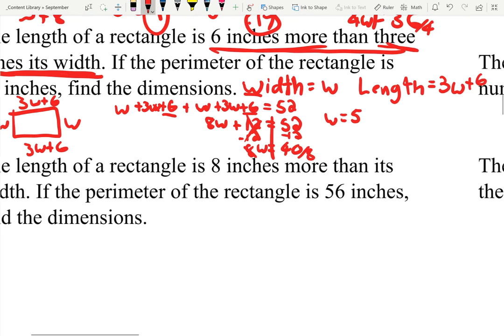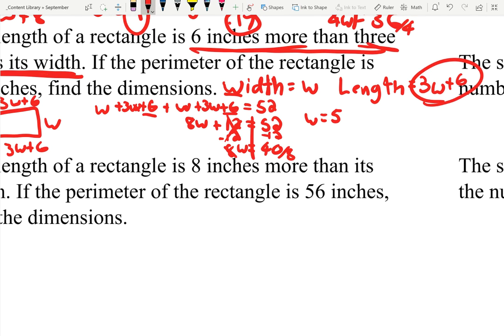Now to find the length, remember, the length is 3 times W plus 6. So if you take 3 times 5 plus 6, you end up with 21. So our width is 5 and our length is 21.